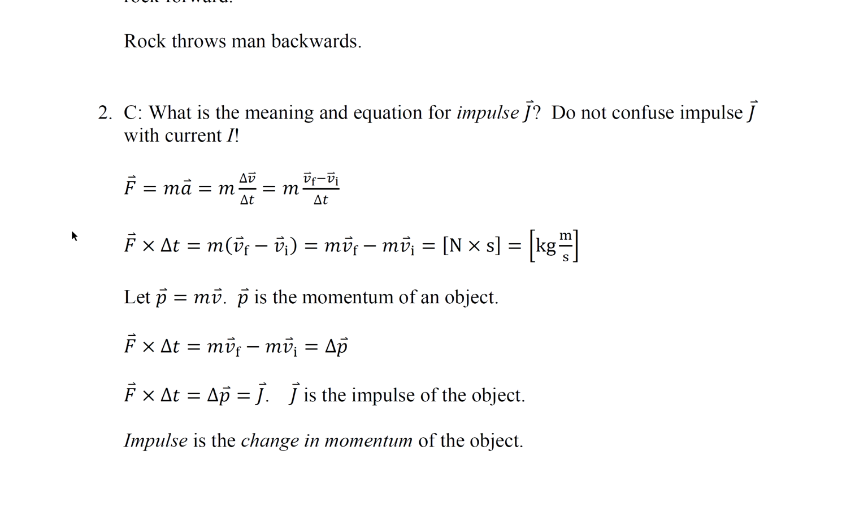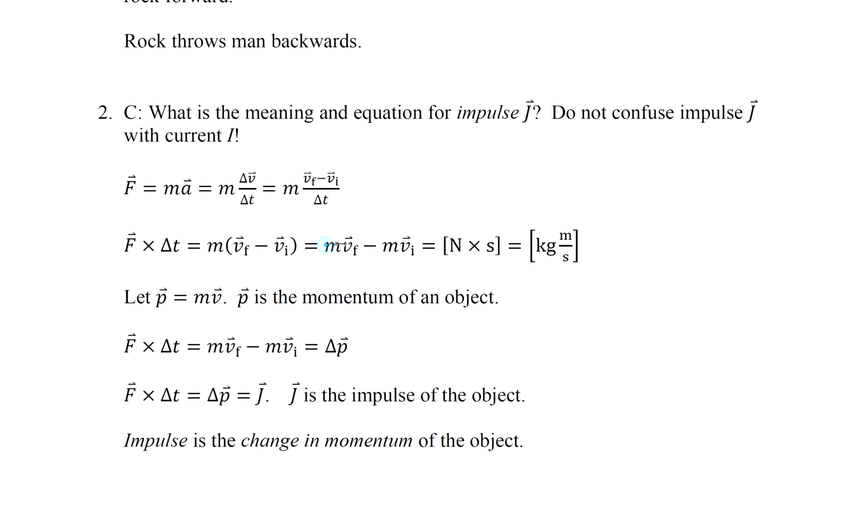Question 2. What is the meaning and equation for impulse J? Do not confuse impulse J with current I. So F equals ma, which is equal to m delta v over delta t, which is equal to m times v final minus v initial over delta t. Let's multiply both sides by delta t. So F delta t equals m times v final minus v initial, equals mv final minus mv initial.